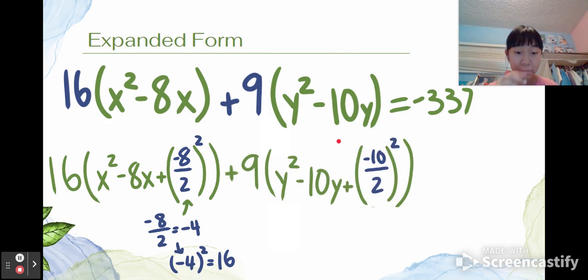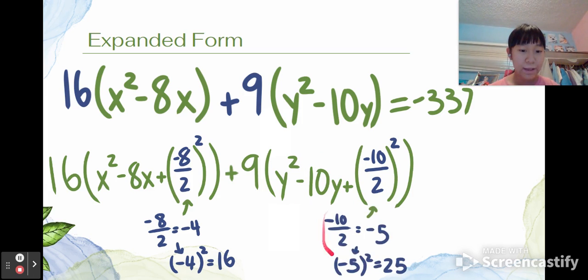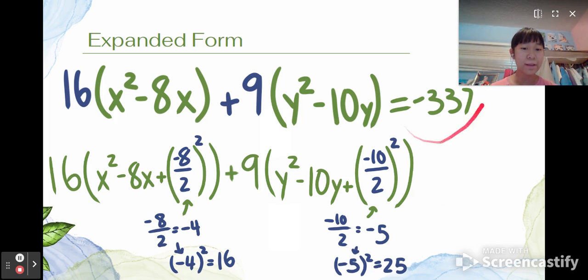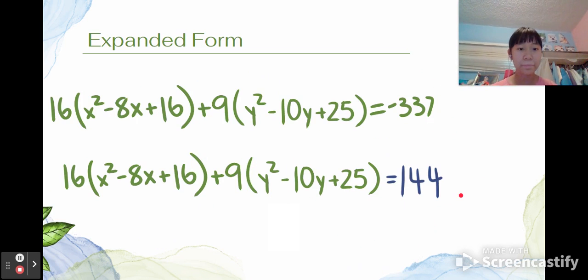So we're going to take the b value, which is negative 10, divided by 2, and square it. So negative 10 divided by 2 is negative 5. Negative 5 squared is 25. And then we're going to discuss what's going to happen to the right side after I simplify what is going on on the left side.